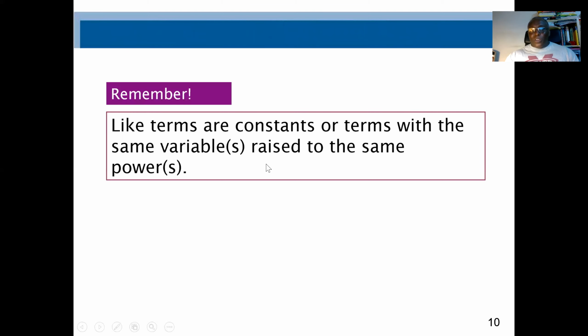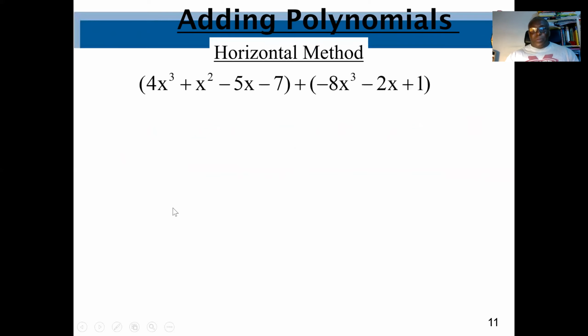So like terms are constants, or terms with the same variables raised to the same powers, as we said earlier. So if I have a constant value 2 or any amount, they are like terms. But when we have a monomial with a coefficient and a variable, then the variable has to be the same, and the exponent, or the power, has to be the same.